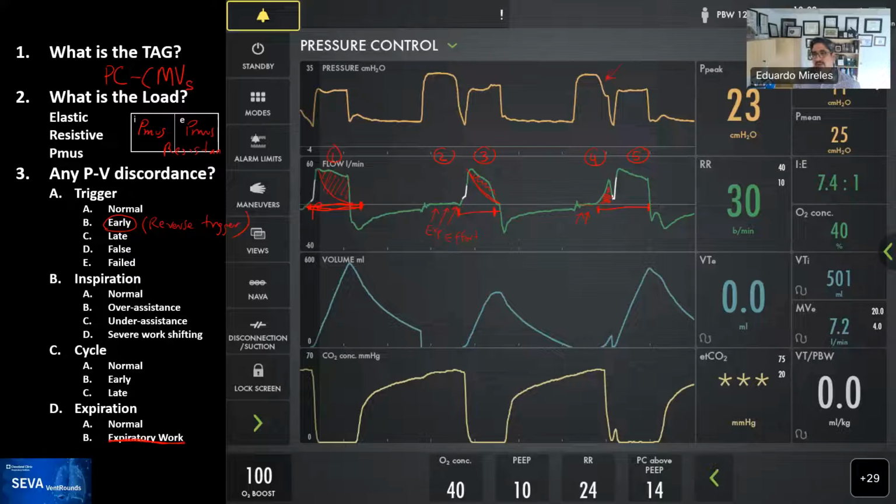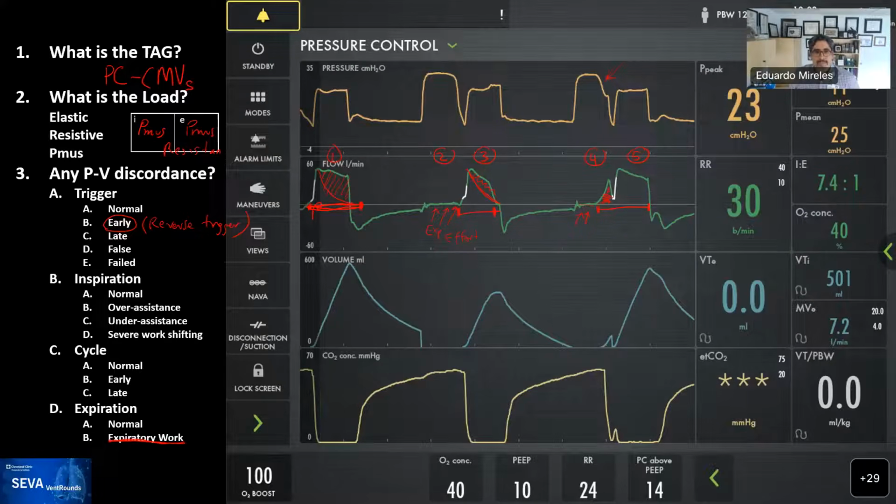So there's a fair amount of people that said, well, drop the rate. Somebody said, well, change the breath pattern to CSB.